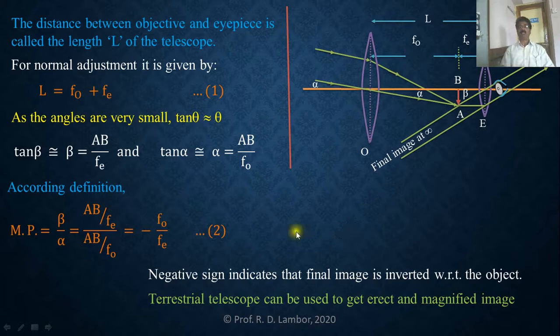And here equation 2 gives you the expression for the magnifying power of the astronomical telescope. So in this way, in this lecture, we studied the two optical instruments, compound microscope and telescope, and how to find expressions for their magnifying powers. So with this, we are ending this lecture.